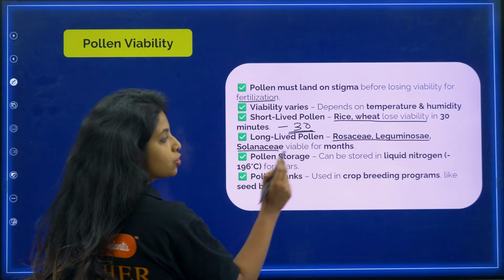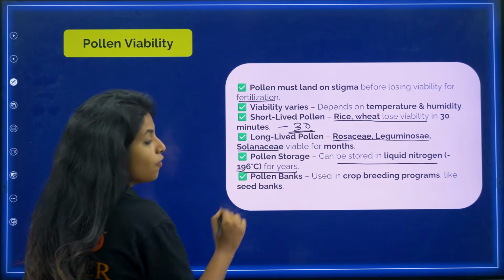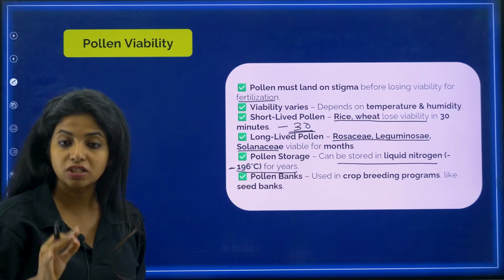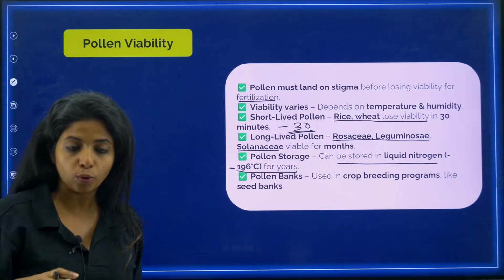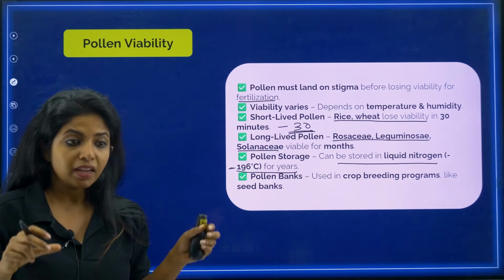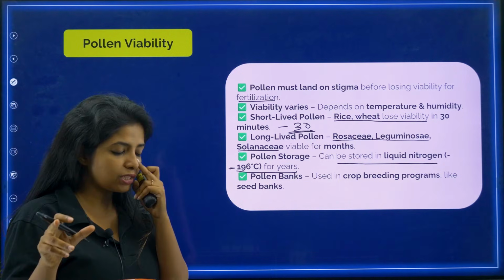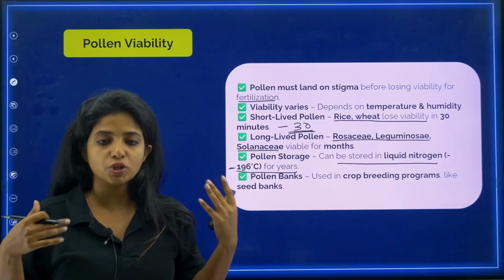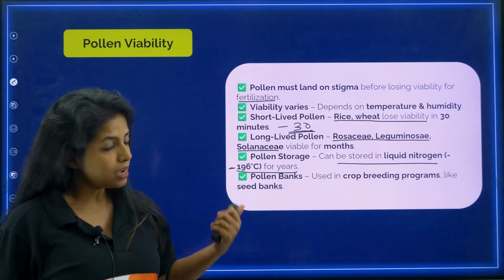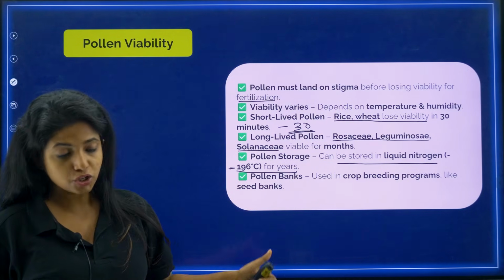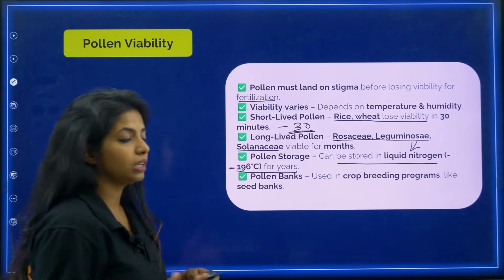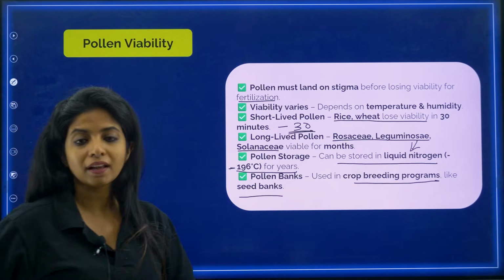Okay. Now you have pollen storage. It can be stored in liquid nitrogen at minus 196 degrees Celsius. That is the temperature where it is stored. Why this temperature? Because at this temperature there is no ice crystal formation happening. At lower temperatures obviously crystal formation happens, but this is going beyond it. So we are keeping it at minus 196 degrees Celsius in liquid nitrogen, my dear children. And then these pollen grains can be used for crop breeding programs and seed banks and things like that.